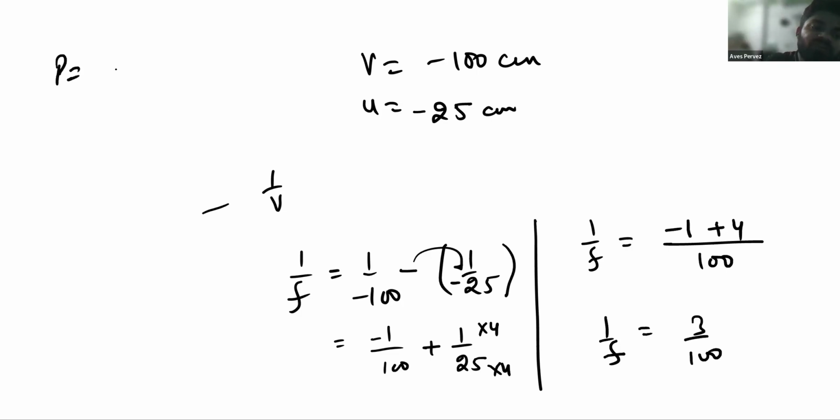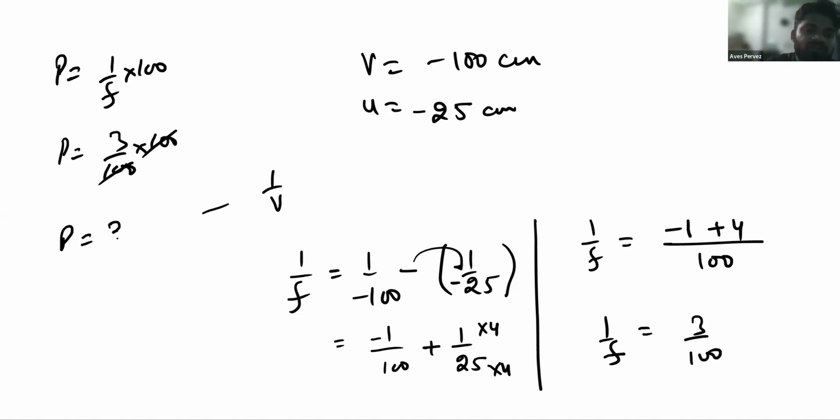Now you know the power is equal to 1 by f into 100, because it is given in centimeters. So we can write P is equal to, the value of 1 by f is 3 by 100, into 100. This 100 will get cancelled. You will get P is equal to 3 diopters.